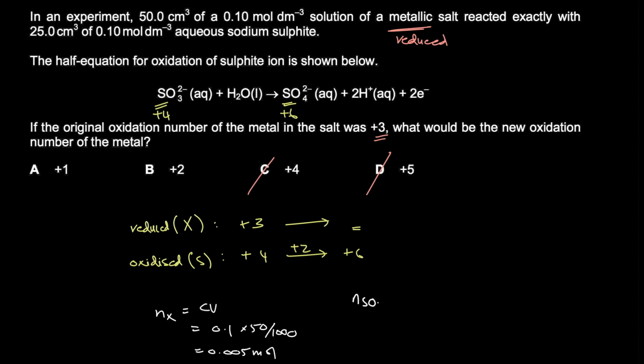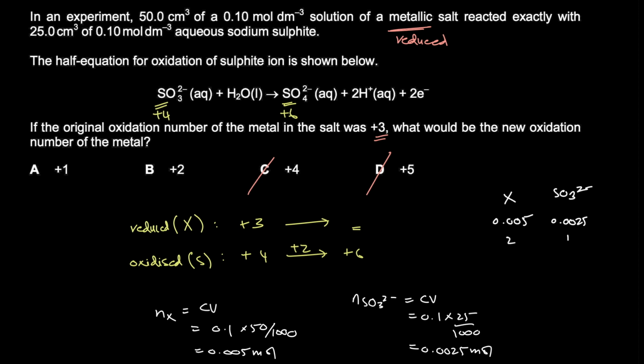And the number of moles of sulfite is also concentration times volume. Concentration is 0.1, volume is 25 over 1000. So we get 0.0025 moles. So we can say that 0.005 moles of X is reacting with 0.0025 moles of sulfite. So if you simplify this ratio, we get the ratio as 2:1. So what we're saying here is that 1 mole of sulfite is reacting with 2 moles of X.